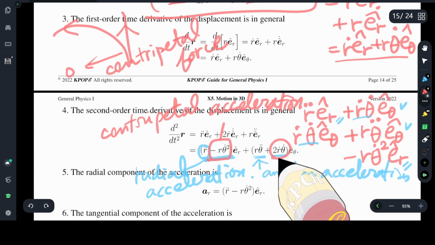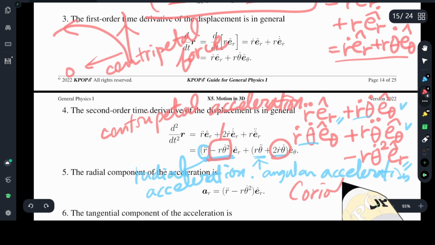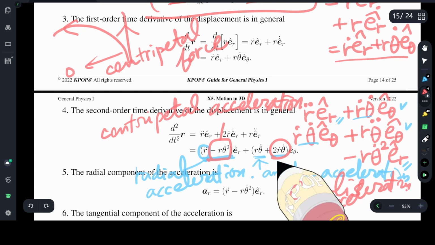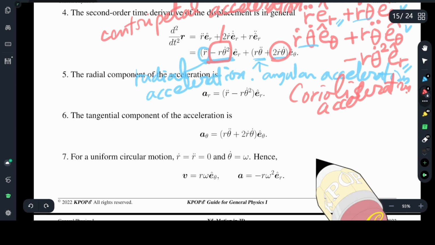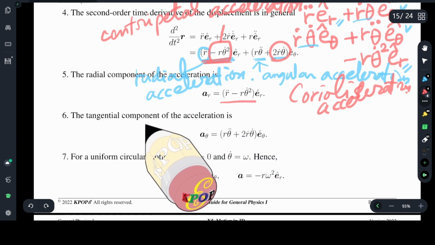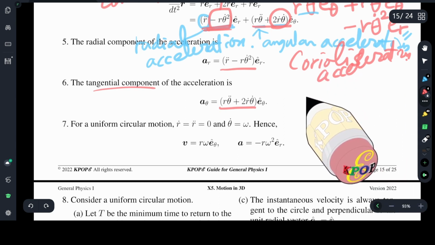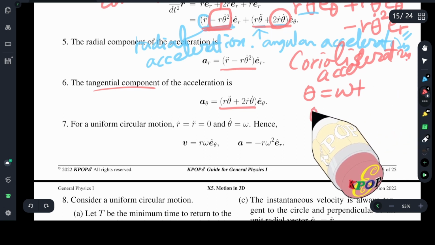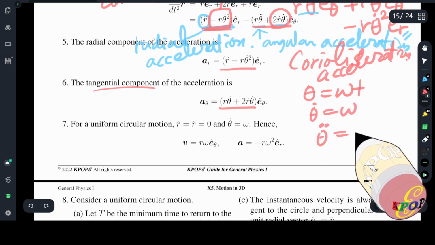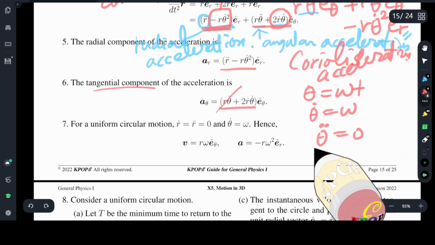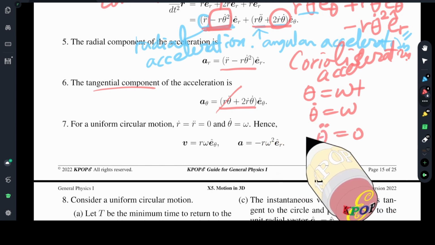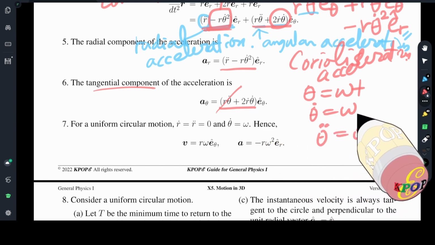Another term in here is called the Coriolis acceleration. Radial component of acceleration is here. Tangential component of acceleration is here. If you have a uniform circular motion, theta equals omega t, theta dot is omega, and theta double dot equals 0. In that case, we have theta dot equals omega.